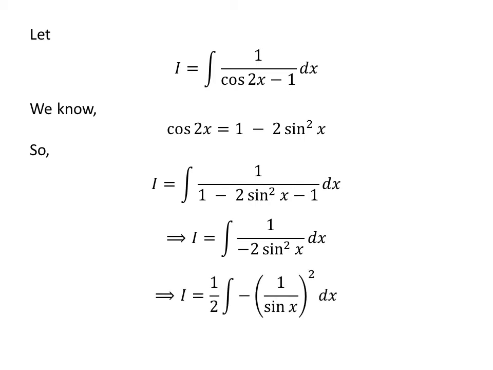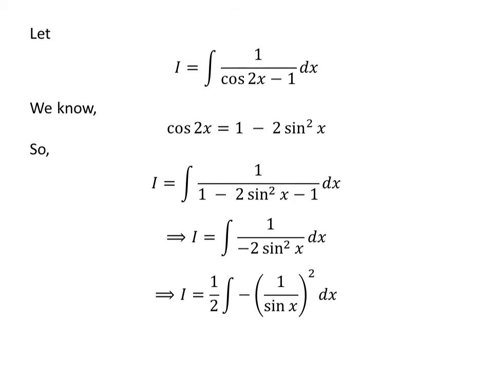We can write the above integral as minus 1 upon 2 times the square of sine of x with respect to x, and half is a constant, so we can take out the constant half, and 1 upon the square of sine of x is the square of 1 upon sine of x, as 1 is the square of 1. So I is equal to half of the integral of minus the square of 1 upon sine of x.